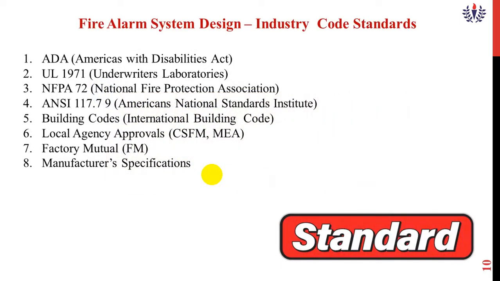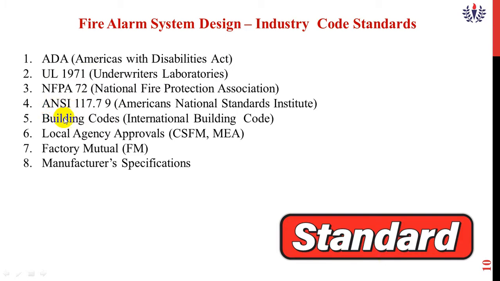Now there are different types of standards. To install this fire alarm system in our buildings or any devices, there will be a standard. What are the different industry code standards? The first standard is the Americans with Disabilities Act. Second one is UL 1971, Underwriters Laboratories. Third one is NFPA 72, the National Fire Protection Association. Fourth one, ANSI 117.79, the American National Standards Institute.